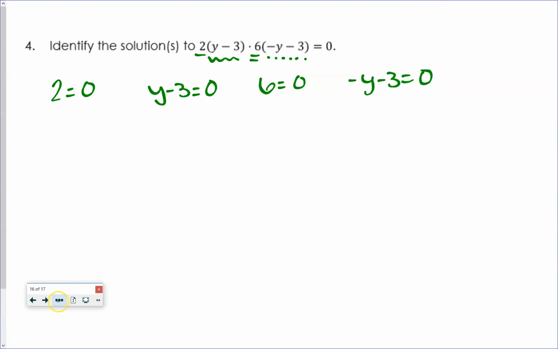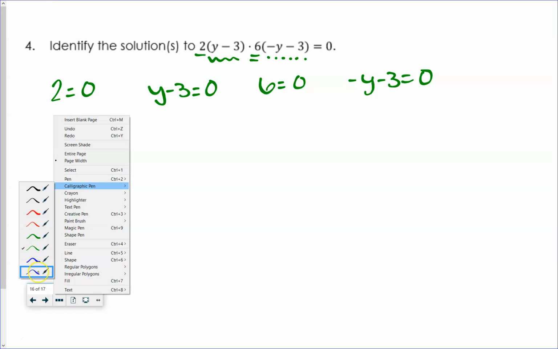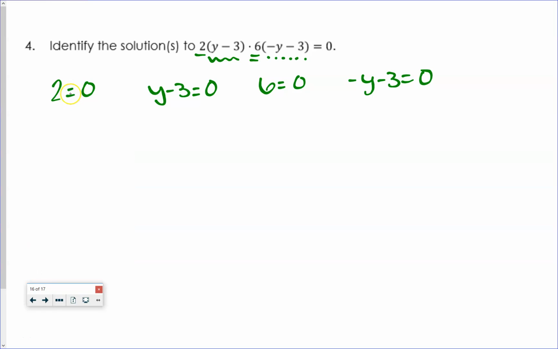Well, my very first one, 2 equals 0, that's not even true. And there's no variable. So guess what? This can't give me a solution if there's no variable to solve for. So that one's out. Over here, y minus 3 equals 0. I can add 3 to the other side to get y by itself, and we get y equals positive 3. There's one of my solutions. Over here, 6 equals 0. Again, that's a false statement, and there's no variable to solve for.